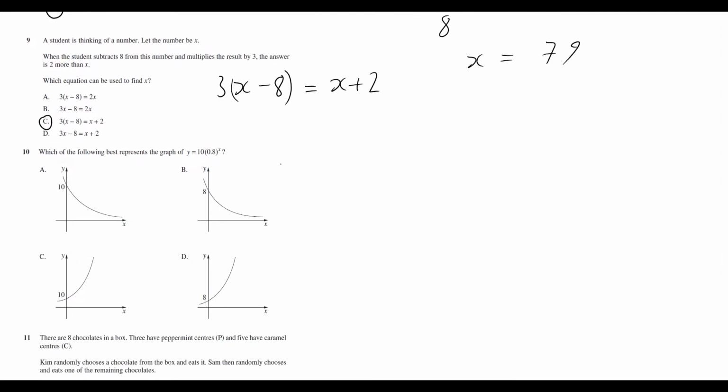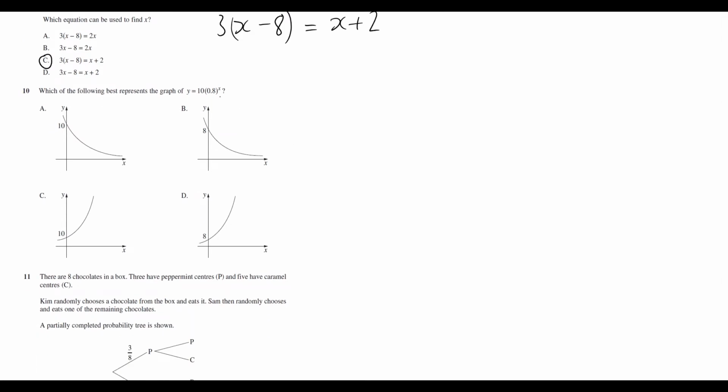Which of the following best represents the graph of y equals 10(0.8)^x? So there are two things that we need to recognize here. Firstly, our y-intercept. Will it be at 10 or will it be at 8? So to figure out our y-intercept, we need to let x equal 0.